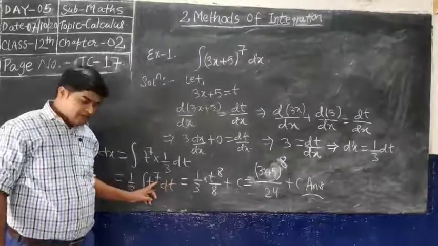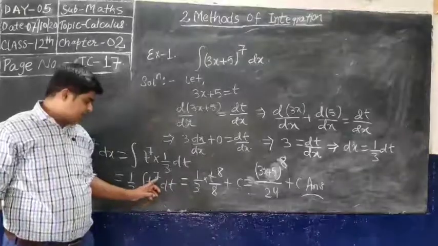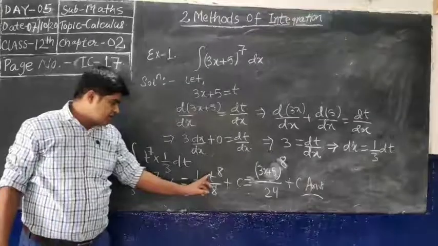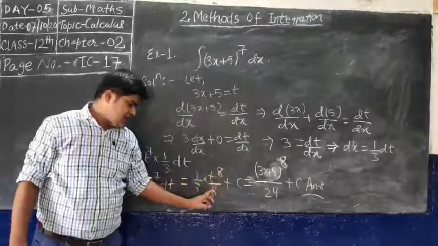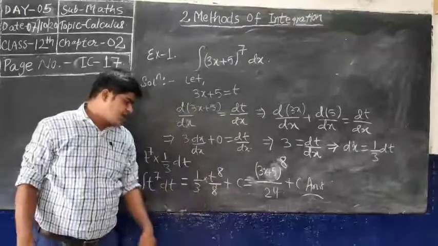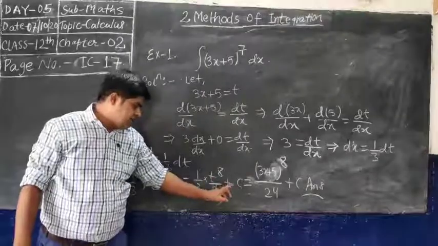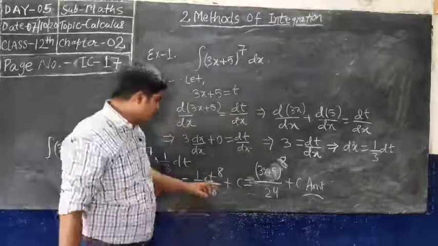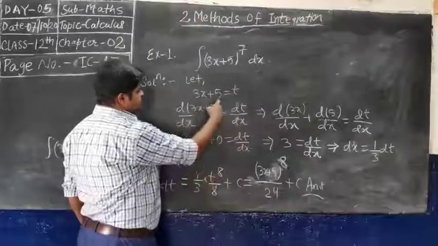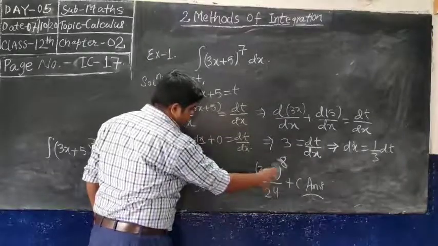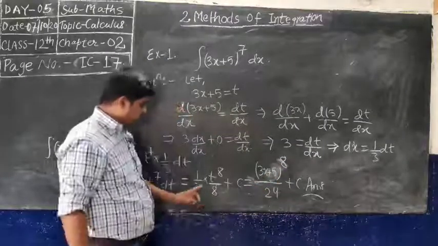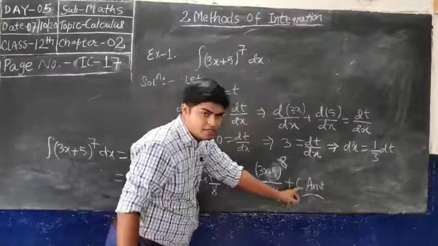You have to apply the formula: integration of x to the power n dx is x to the power n plus 1 by n plus 1. So t to the power n plus 1, that is 7 plus 1, so t to the power 8 by 7 plus 1, 8. So the final answer is 1 by 3 into t to the power 8 by 8 plus constant term. Finally, you will put the value of t is equal to 3x plus 5. So (3x plus 5) to the power 8 by 24 plus constant term.